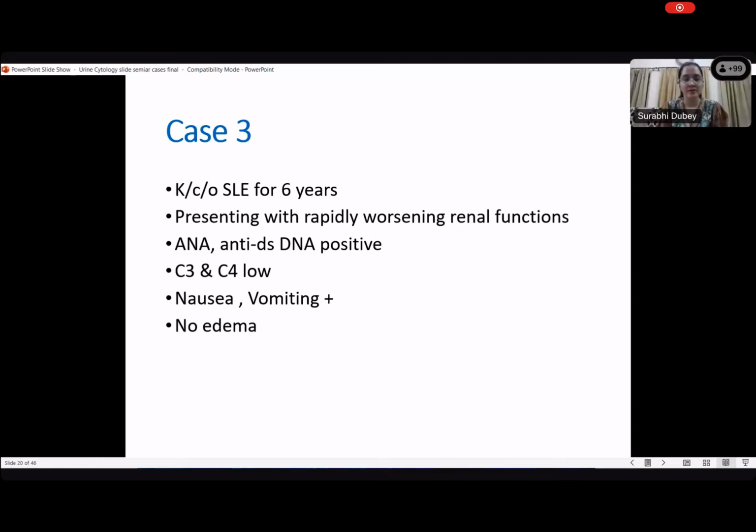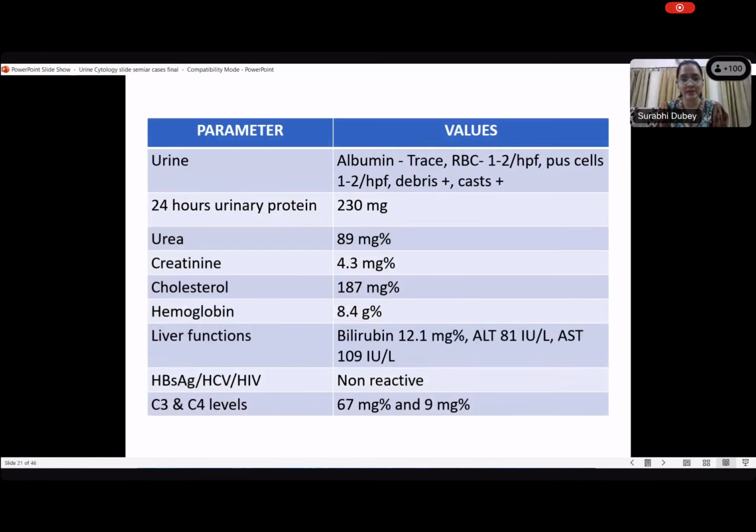Okay, sir. So a patient, a known case of SLE for 6 years, presents with rapidly worsening renal function. ANA and anti-dsDNA antibodies were positive. C3 and C4 levels were low. Nausea and vomiting were present, and there was no edema. Again, coming to the parameters, albumin was trace, RBC was 1 to 2 per high power field, pus cells were again 1 to 2 per high power field, debris was present, and casts were seen in the urine.